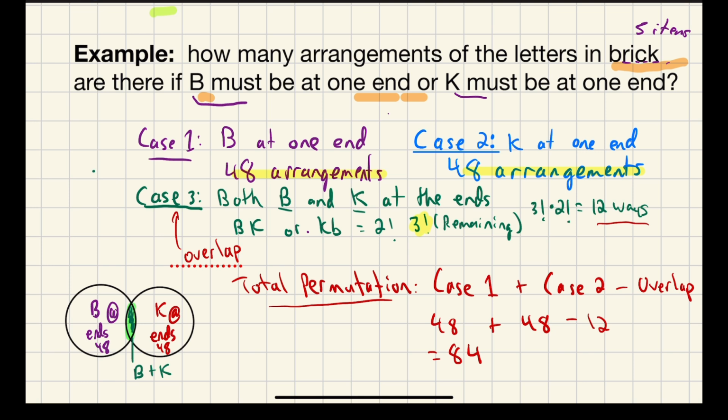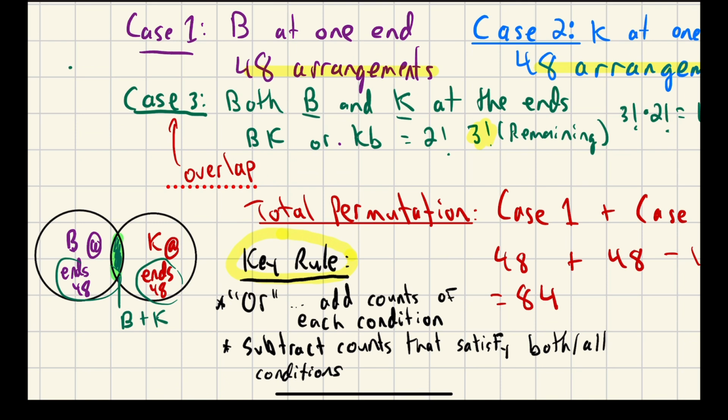So by that same token, we're going to subtract the double counting or the overlap from adding these two here. For some key rules when it comes to dealing with multiple cases, for any ORs, you're going to add the counts of each condition, but then make sure to subtract the counts that satisfy both or all conditions. So having both B and K at either end satisfies all the conditions of the permutation that we were talking about here. So we would subtract that at the very end.